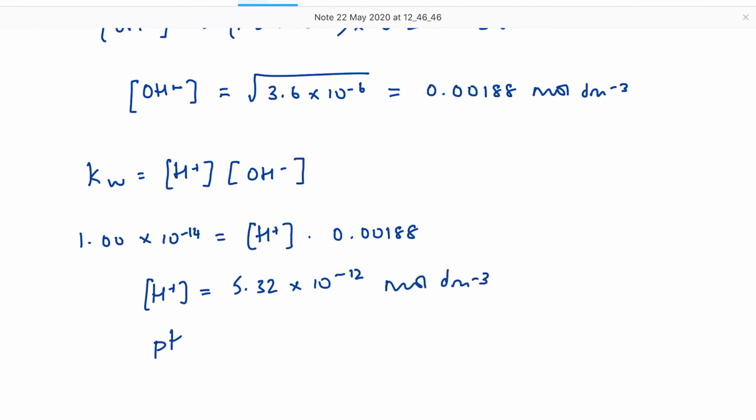And pH equals minus the log of the hydrogen ion concentration. So when you plug that into your calculator, it comes out at 11.3, which is what we would expect for a fairly strong concentration of a weak base.